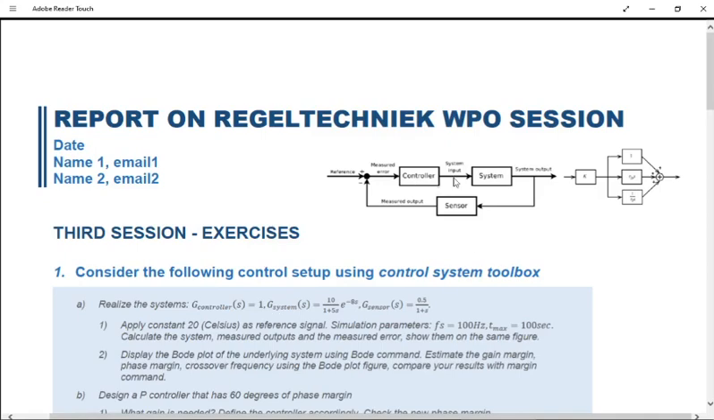We have three systems here: the controller, the system itself, also called the plant model, and the sensor. We have to apply 20 degrees Celsius as a reference signal here. We have to simulate the responses at the system output, at the measured output, and also at the error level. The reference signal is also called the set point signal. The system output is the process value, and the measured output is also called the measured process value. Okay. Let's start.